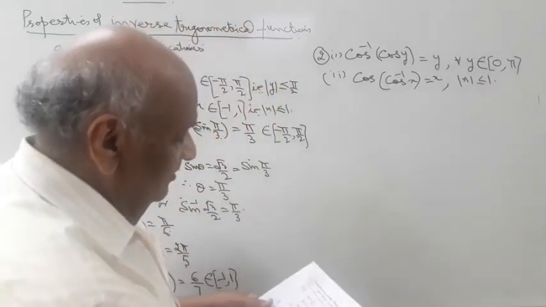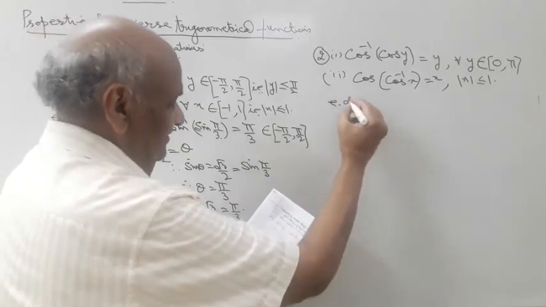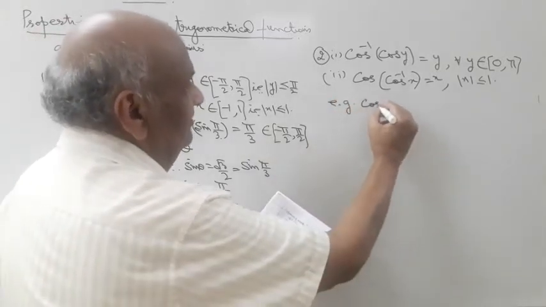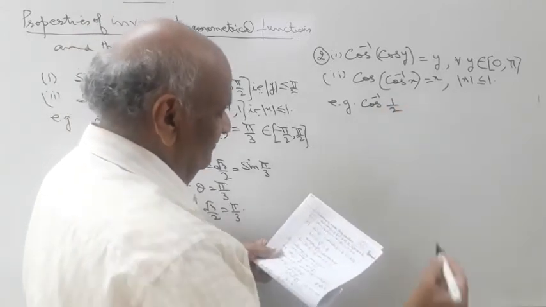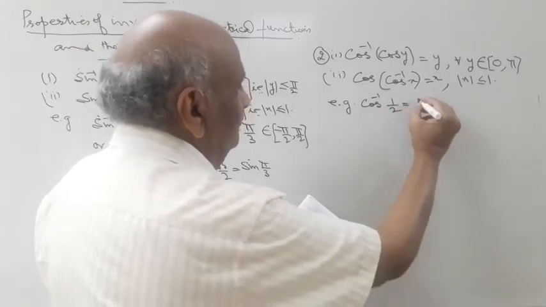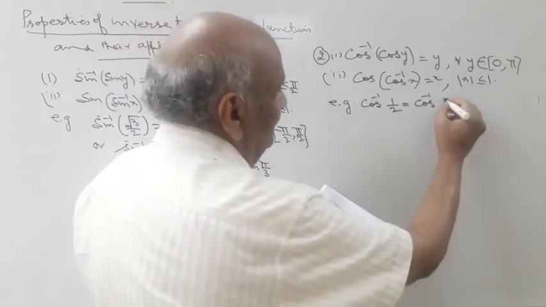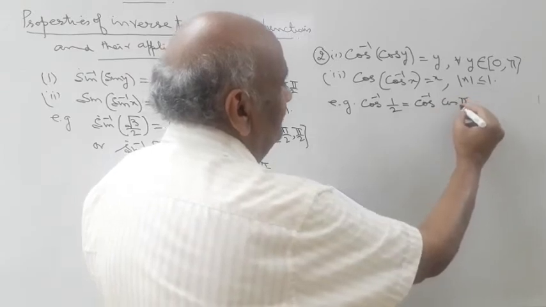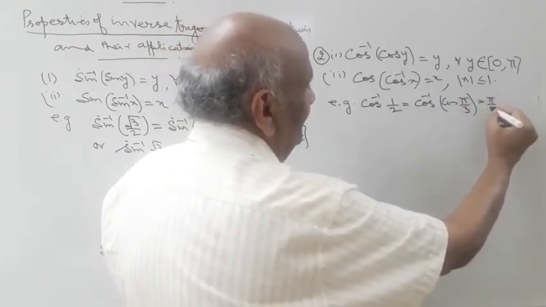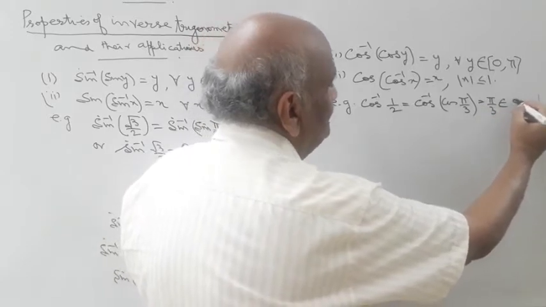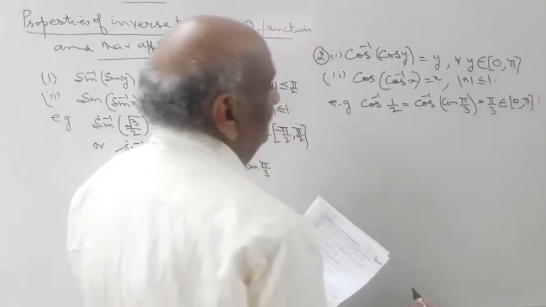Check out. To explain it, for example, cos inverse of half is equal to cos inverse of cos pi by 3, and this is just equal to pi by 3, a member of the principal value branch. That's why this is the value.